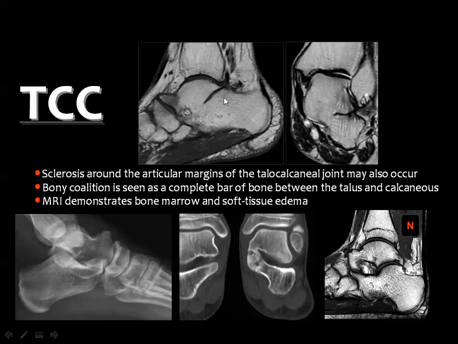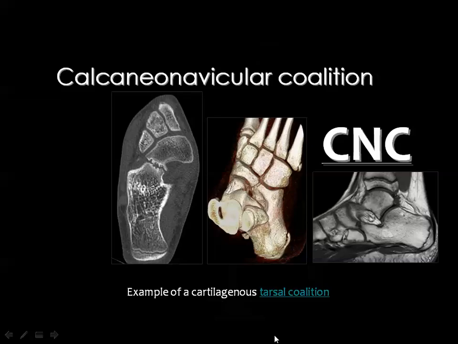Also here you can see loss of the joint space. This is the normal appearance of the joint space between the talus and the calcaneus. Here you can see the joint space is almost totally obliterated, and you see the bony prominence encroaching on the tarsal tunnel.